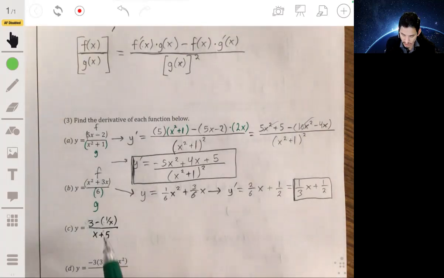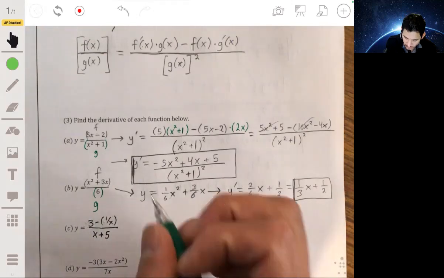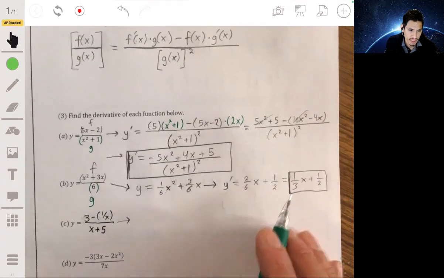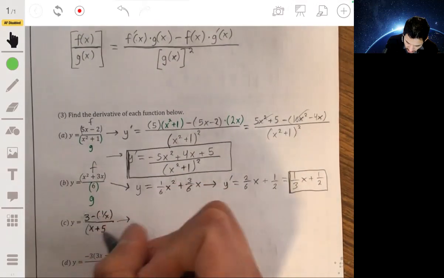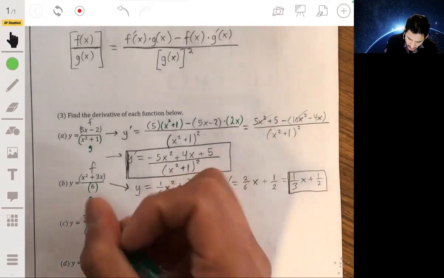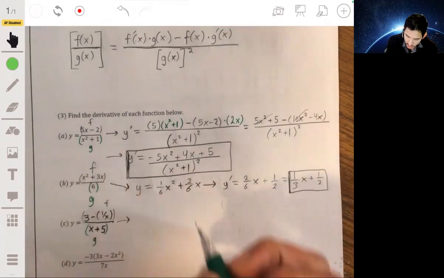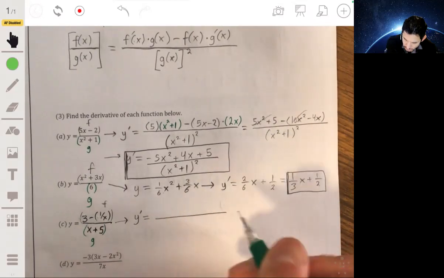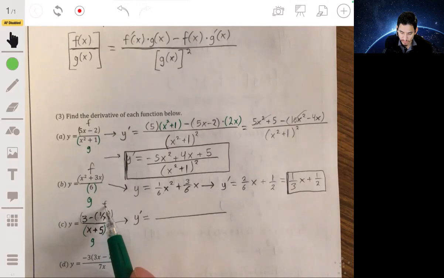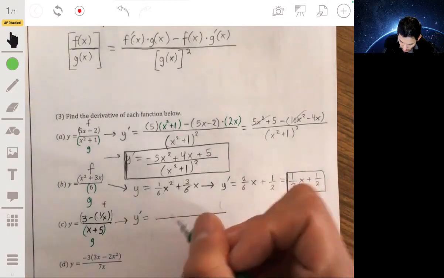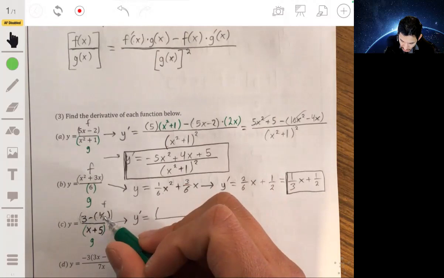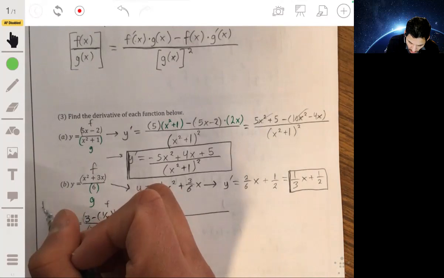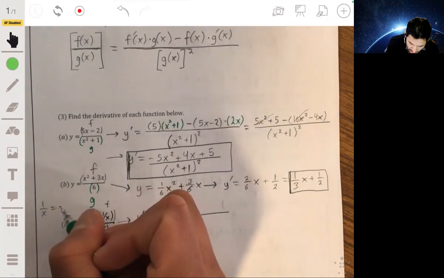See, we got 3 minus 1 over x, all over x plus 5. Okay, so over here, I don't really see a way we can avoid the quotient rule. So let's get to it. We got the g as the x plus 5. We got the f as this guy. So y prime will be equal to the derivative of f, which will be 0, minus the derivative of 1 over x. Now to the side over here, remember 1 over x is the same as x to the negative 1.